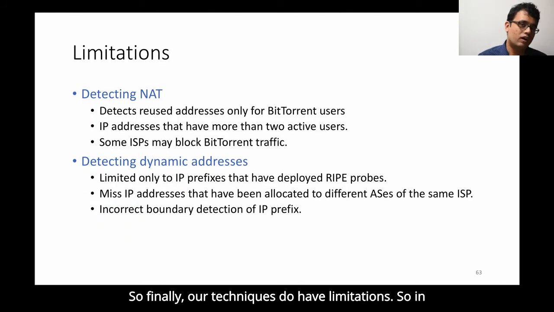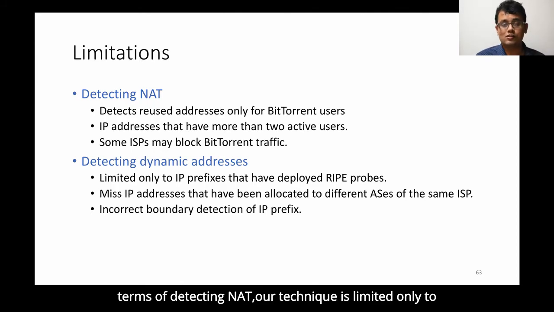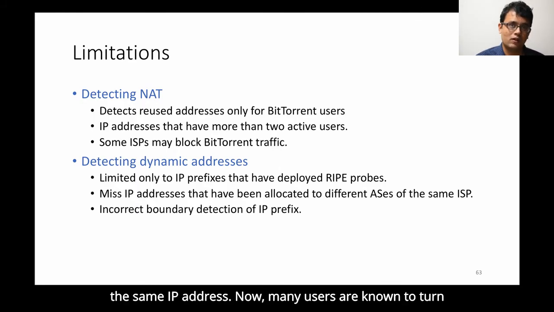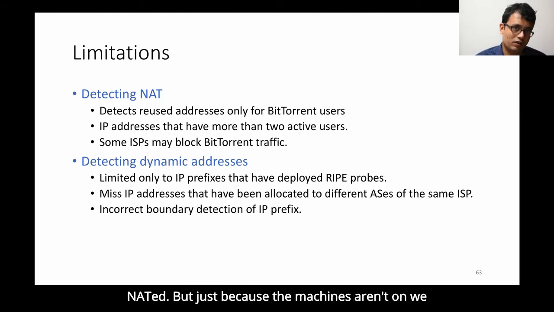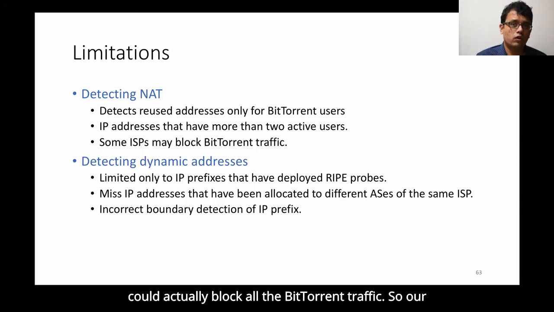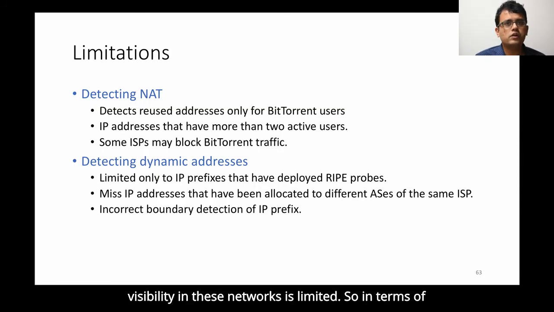Finally, our techniques do have limitations. In terms of detecting NAT, our technique is limited only to BitTorrent users, and also to IP addresses that have at least two active users behind the same IP address. Many users are known to turn off their computers when they're not using BitTorrent, and therefore we would miss addresses that are actually NATed, but because the machines aren't on, we wouldn't be able to capture them. Moreover, some ISPs could outrightly block all the BitTorrent traffic, so our visibility in these networks is limited.